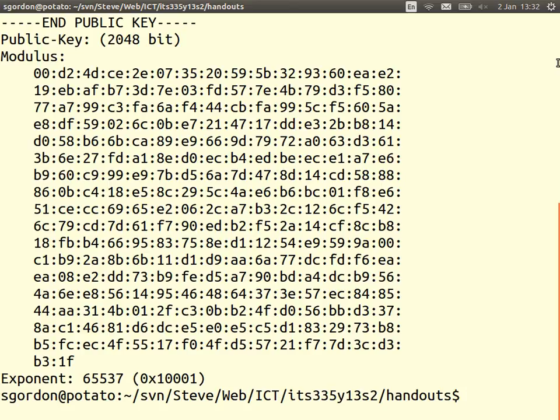Your exam question is more along the lines of this. Here's my public key. Here's the modulus N. Here's E, 65,537. Same, you've got E and N, now find D. Okay, so you use the same steps.